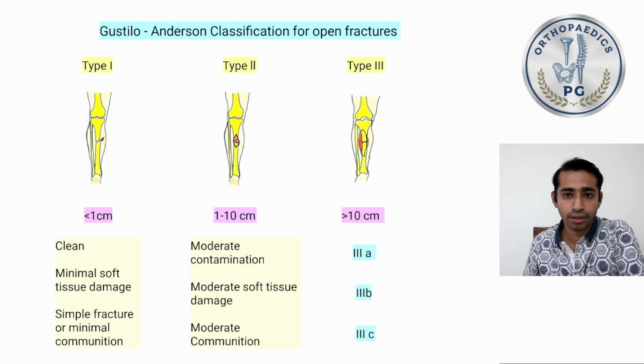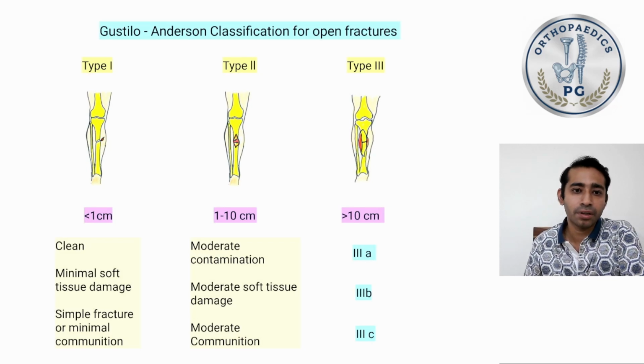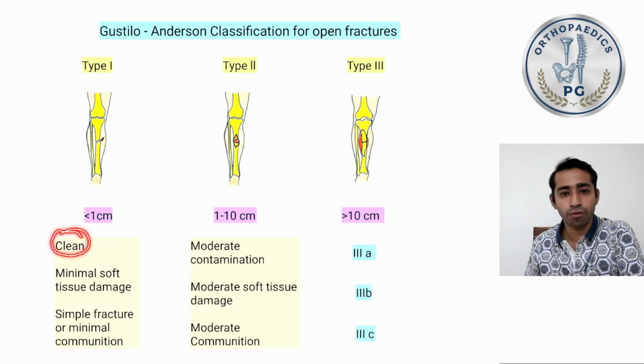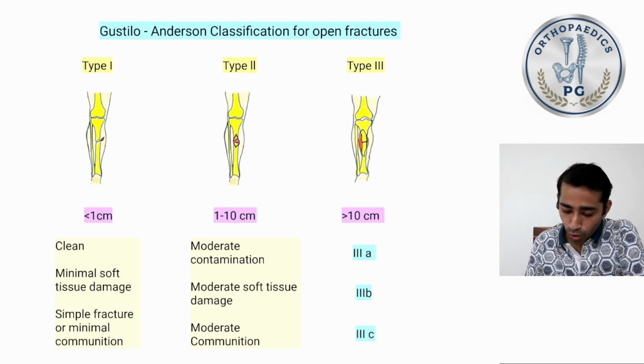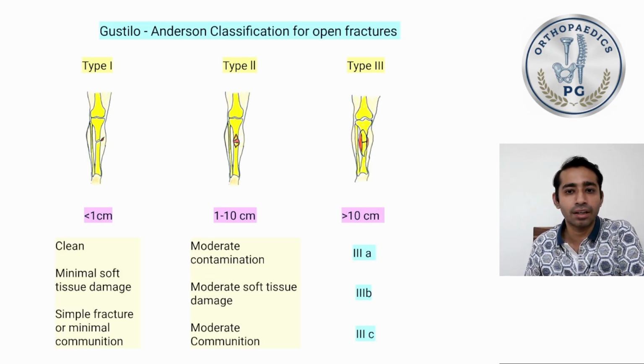The first among the other criteria is the contamination of the wound. Now type 1 is usually an inside out puncture wound. So it will be a clean wound or will have minimal contamination. In type 2, there will be moderate contamination and severe contamination is classified as type 3.